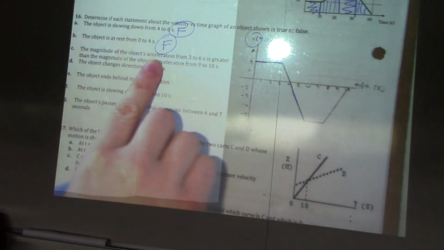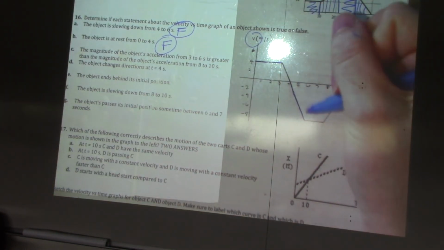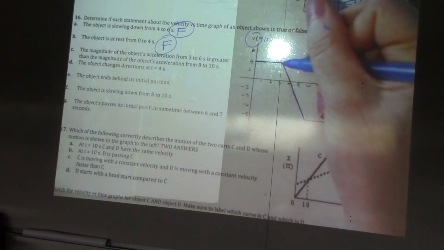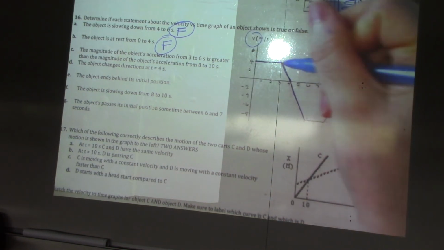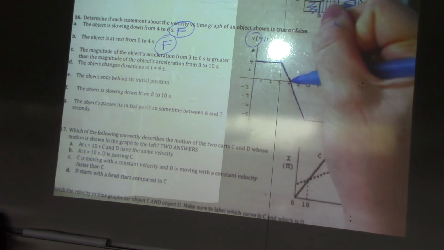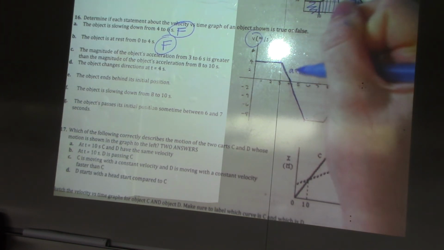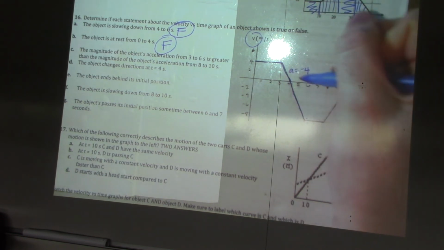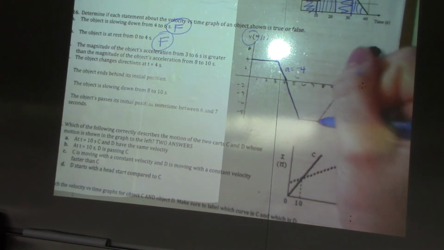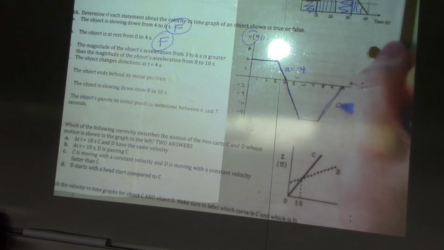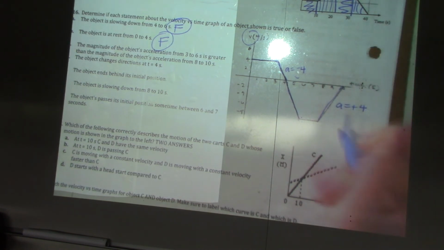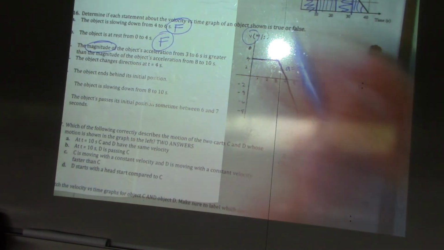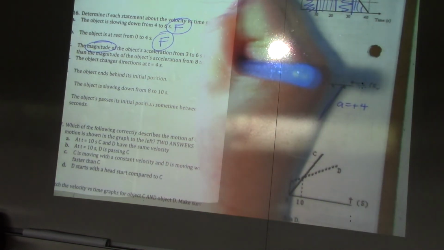Magnitude of the acceleration from 3 to 6 is greater than the acceleration from 8 to 10. Let's look. You can do the whole thing, or you can just do the part. I just saw that it went down 4 in 1 second, so that's an acceleration of -4. You also can say that's 12 in 3 seconds, still -4. And then here, I did 8 in 2 seconds, so that's an acceleration of +4. I'm just looking at magnitude, so these are the same magnitude. That one is not greater, so false.